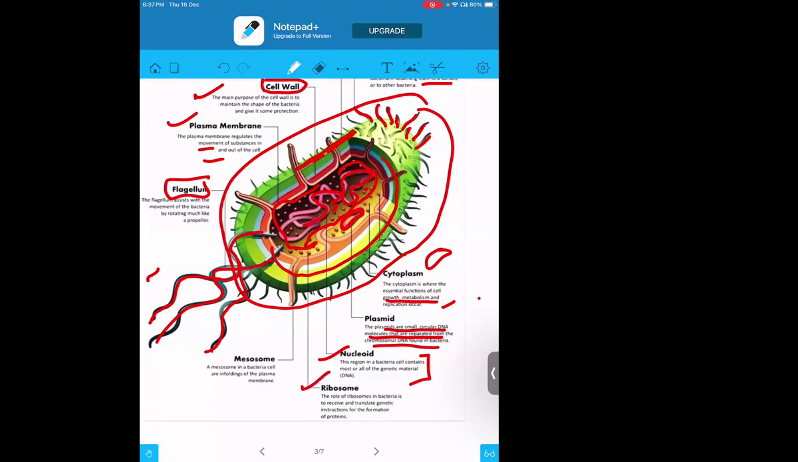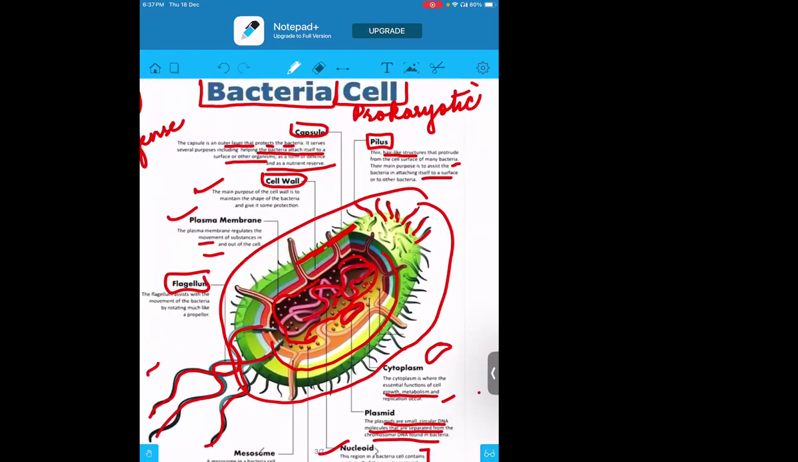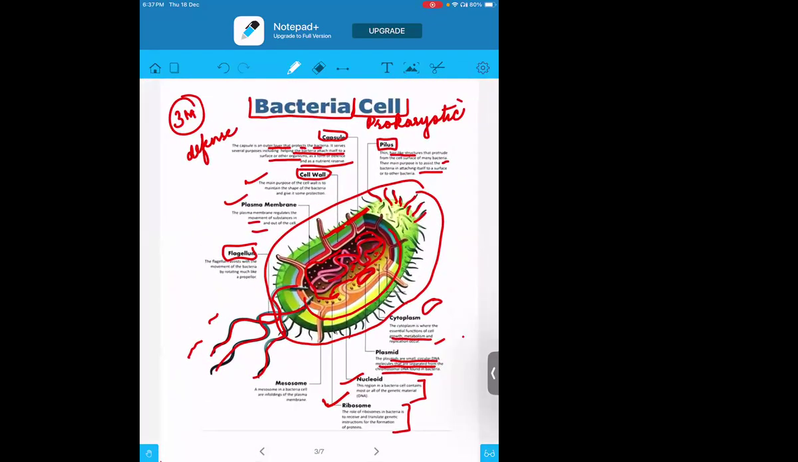The last one are the ribosomes. They help to receive and transfer the information of protein. Whatever characters the DNA has, they will be replicating along with the ribosome. So ribosomes help in the replication process, and because of which they pass the information to the other bacteria through division. So these are the parts of the bacterial cell.